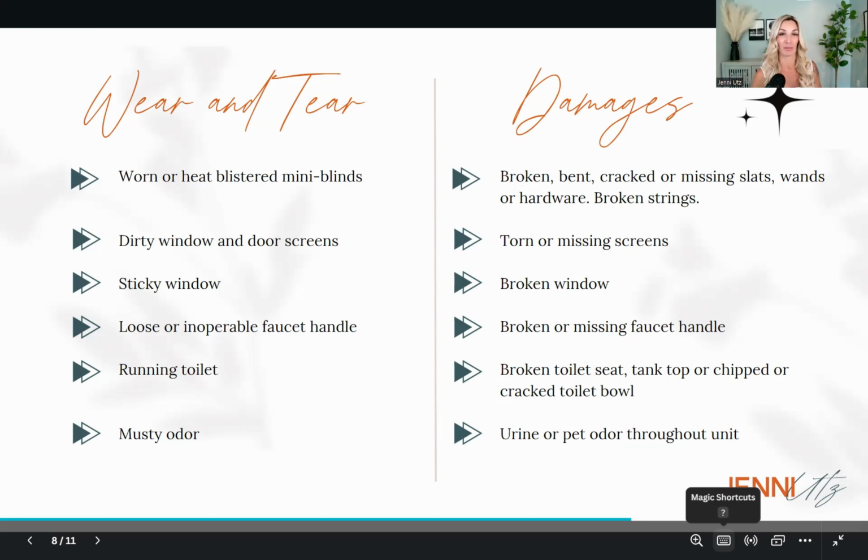Also, do not be in the property while that's running. It sucks all the oxygen out of the property, which is how it helps get the smell out, but you don't want to be there. So you want to let it run maybe for a 24-hour period, depending on how strong the smell is.